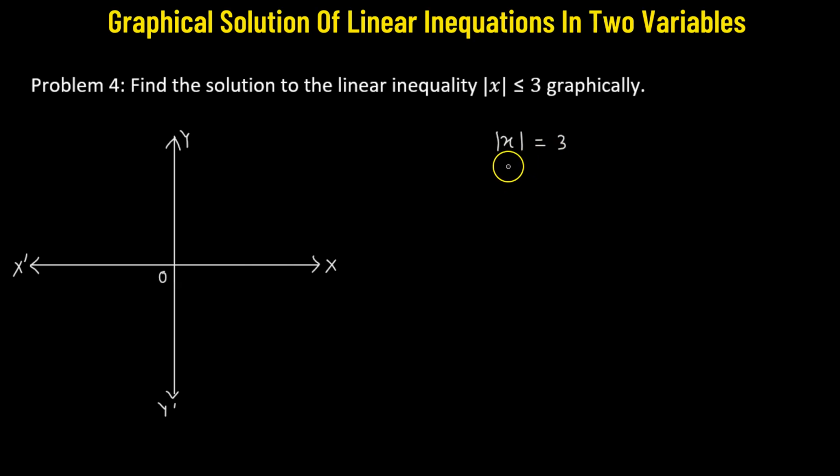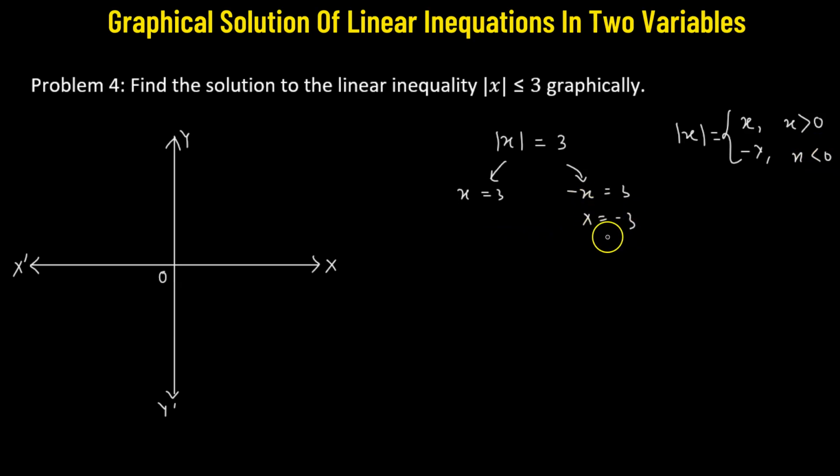Now immediately we get two cases here. The first case being it could be x equals 3, or it could be -x equals 3. Here we are going to use the definition that the absolute value of x takes the value x if x is greater than 0 and -x if x is less than 0. So fine. Over here, if we rewrite the second equation, we're going to get x equals -3. Now all we have to do is sketch two lines, which are given by x equals 3 and x equals -3.